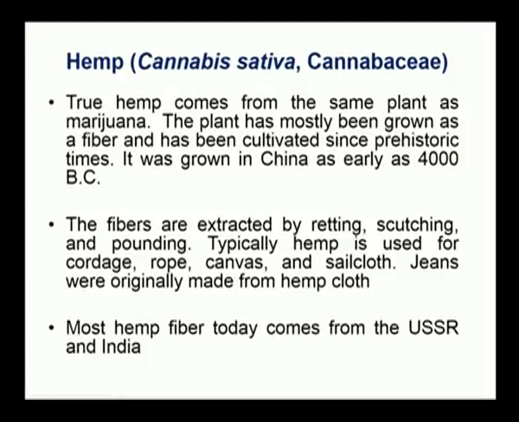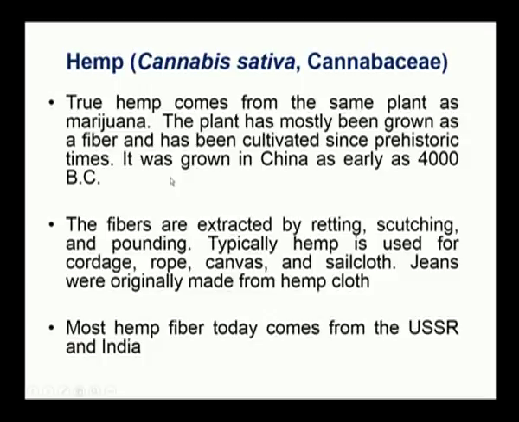Another class of fiber is hemp. True hemp comes from the same plant as marijuana. The plant has mostly been grown as a fiber and has been cultivated since prehistoric times. It was grown in China as early as 4000 BC.